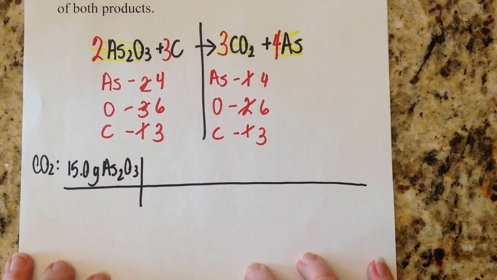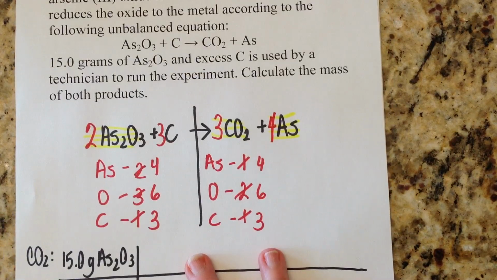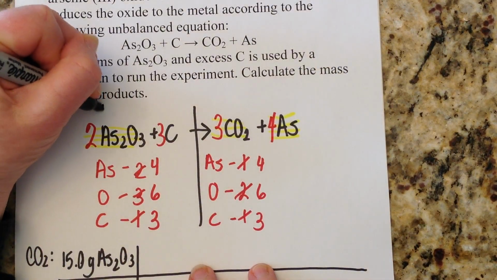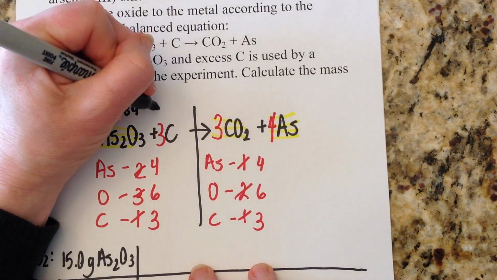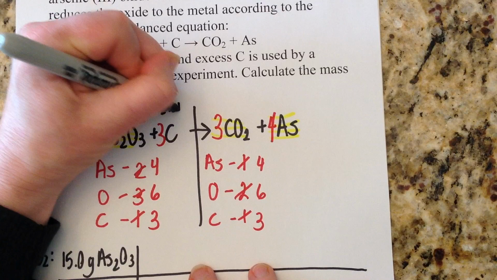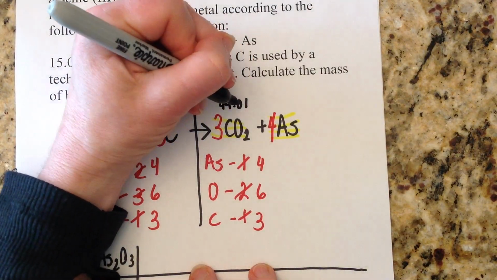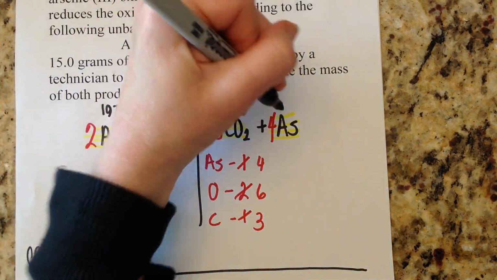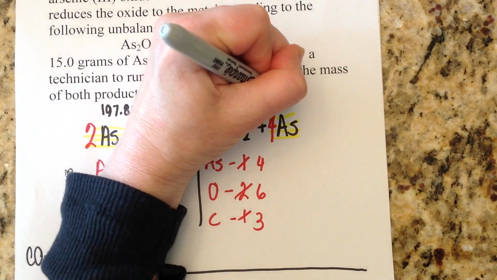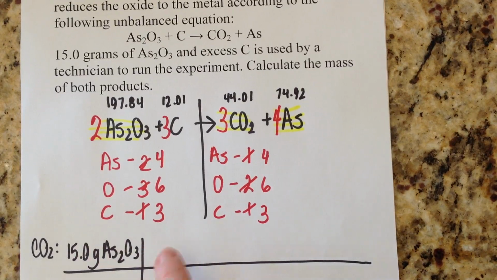It's in grams. I do not have permission to multiply by the mole ratio, so I'm going to convert gram to mole. I did forget to write these masses down, so let me just jot these down for you. This was 197.84. You know that carbon is 12.01, CO2 is 44.01, and arsenic is, I think, 74.92. Let me double check that. Yep, that's right. Okay, so now we're going to go from gram to mole.